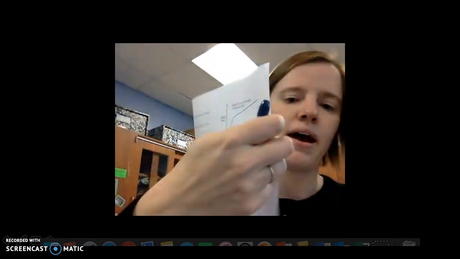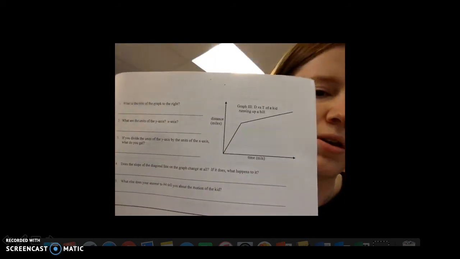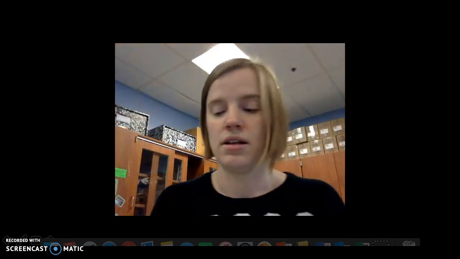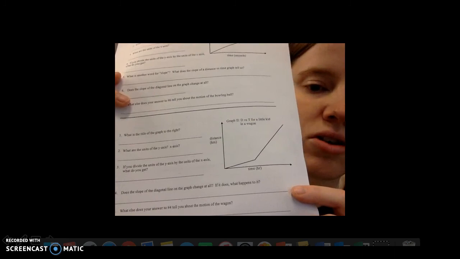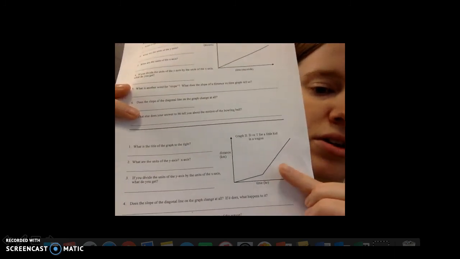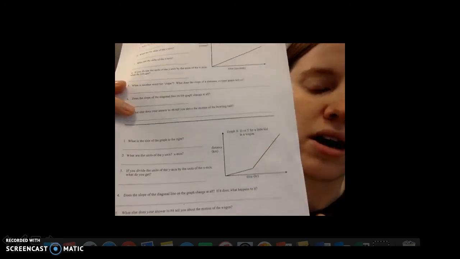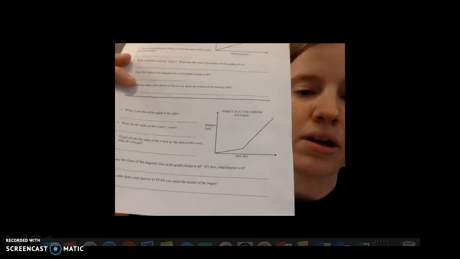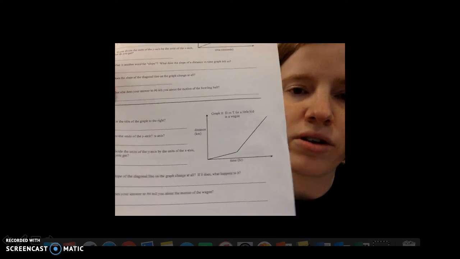Now, if you look down at the other graphs and the ones on the back, there is a change in the slope. So I want you to think about distance over time: if there's a smaller slope and then a more inclined slope, what do you think that means? If you need help with that, let me know, but I want you to try to figure it out on your own.